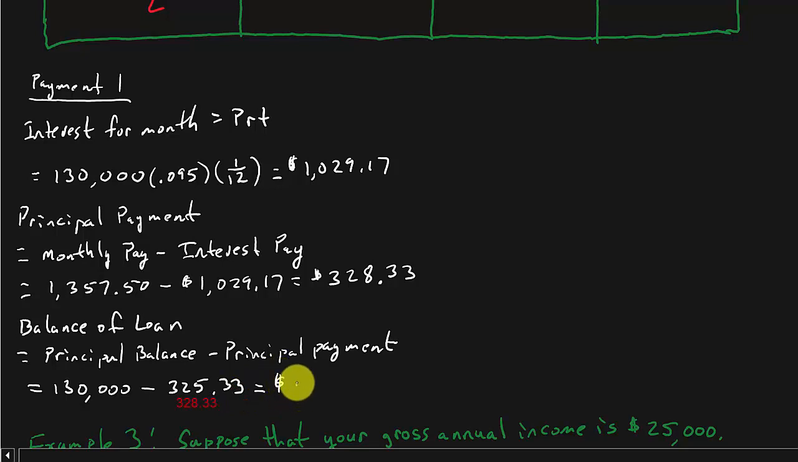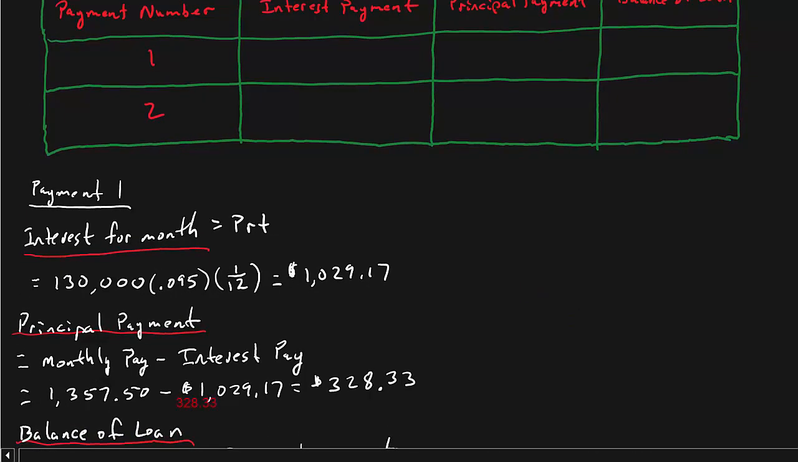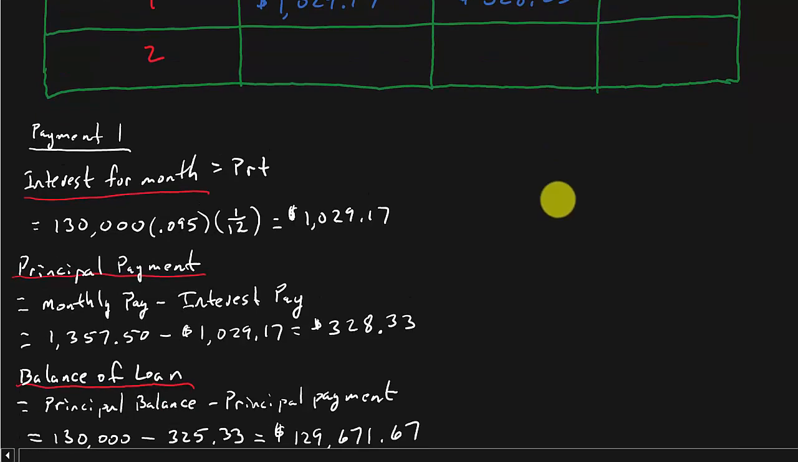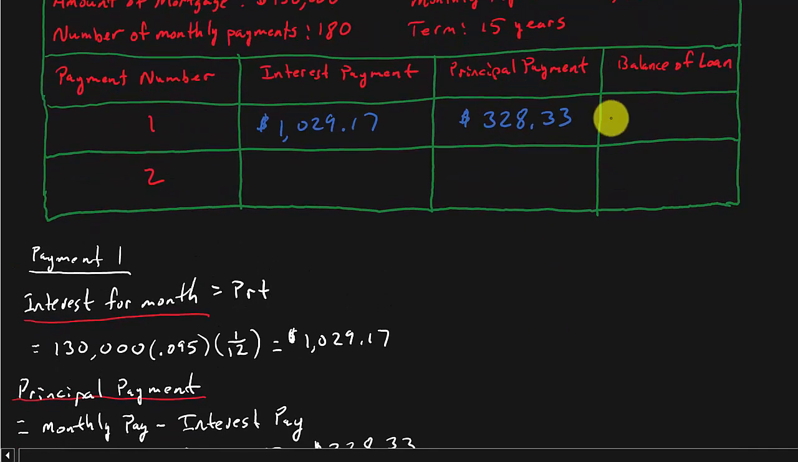And that is equal to $129,671.67. All right. I'm going to come up here and just underline these headings so it'll separate it a little better. All right, so now just filling this out, this is going to be the $1,029.17. This is the $328.33, and then the $129,671.67.